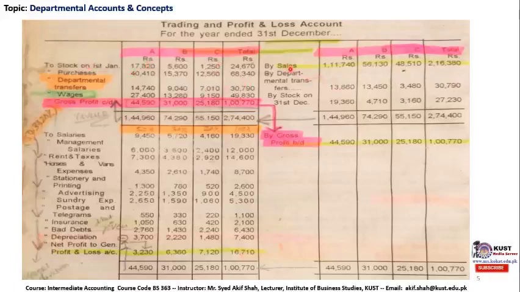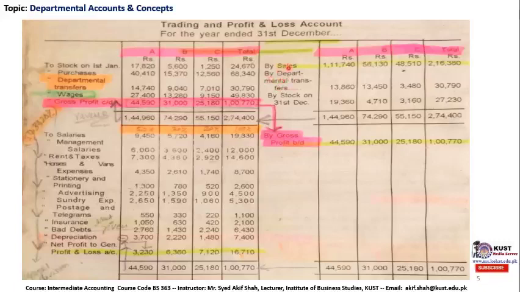So the right hand side tells us about the sales data. Sales for Departments A, B and C have been picked up from the question. It is 111,740 for Department A, 56,130 for Department B and 48,510 for Department C, and the total sale volume of this business is 216,380 rupees.